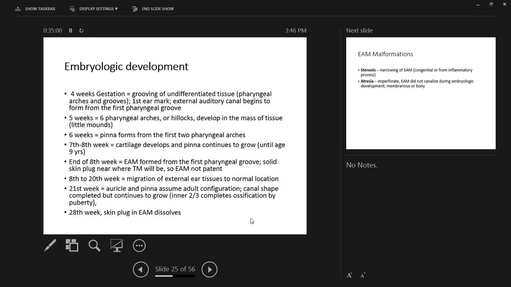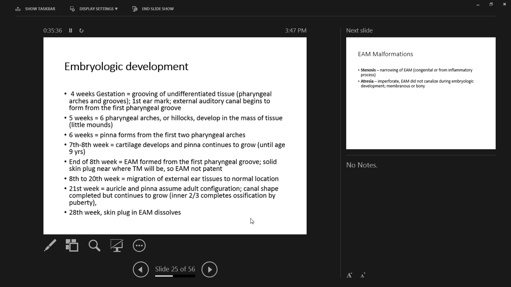At week 7 to 8, the cartilage develops. The pinna continues to grow until about age 9. I've suggested it continues to grow until you're about 12 years old, because 12-year-old boys typically have really big ears relative to the size of their head, and that's because you have an adult-sized pinna sometime between age 9 and 12. Your pinna does continue to grow throughout your life, as does the tip of your nose, but it tends to slow down considerably between the ages of about 12 and about 60.